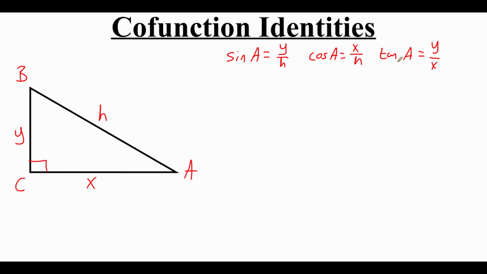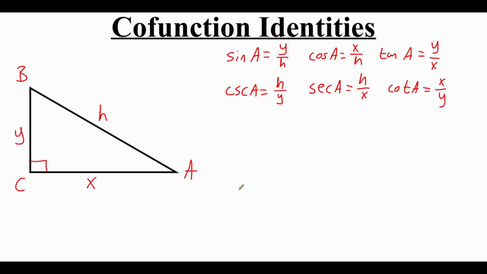And then I could also do my reciprocal functions. The cosecant of A would be the hypotenuse over Y. The secant of A would be the hypotenuse over X. And then the cotangent of A would be X over Y.